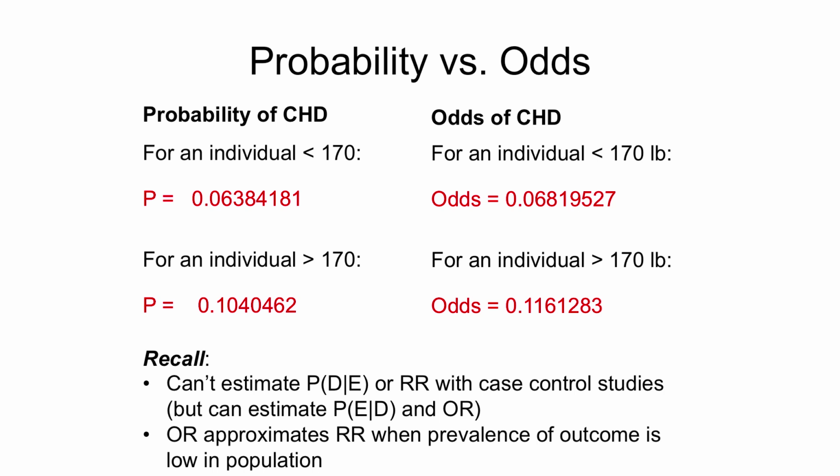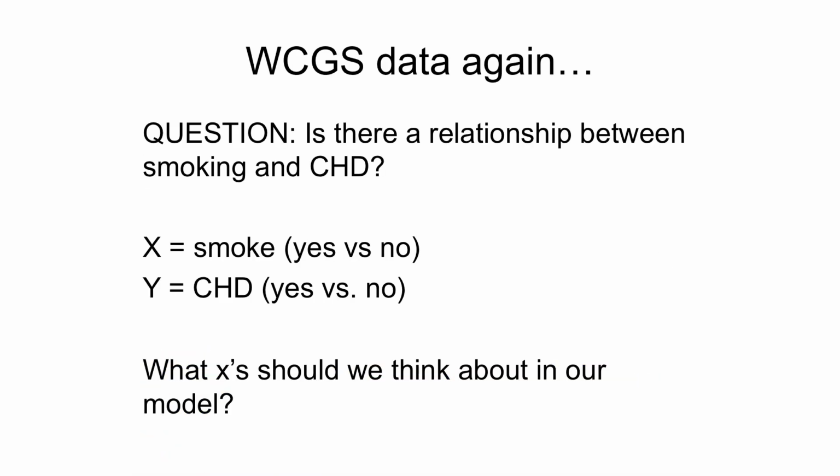As a couple of side notes, recall that we can't estimate the probability of an outcome given exposure or the relative risk with case control studies because the researchers have determined the number of cases in the study. We can estimate the probability of exposure given disease and the odds ratio with case control studies though. And you'll recall that the odds ratio is a good approximation of the relative risk when the prevalence of the outcome is low in the population.